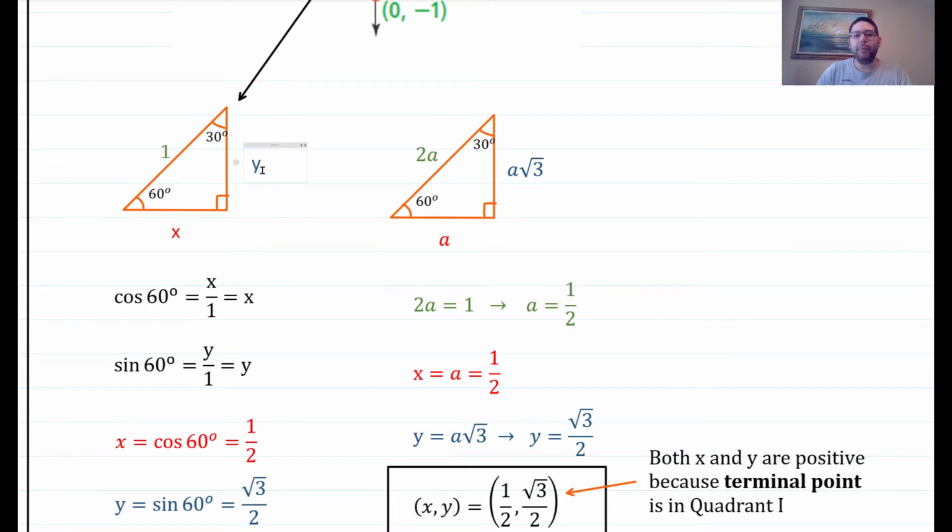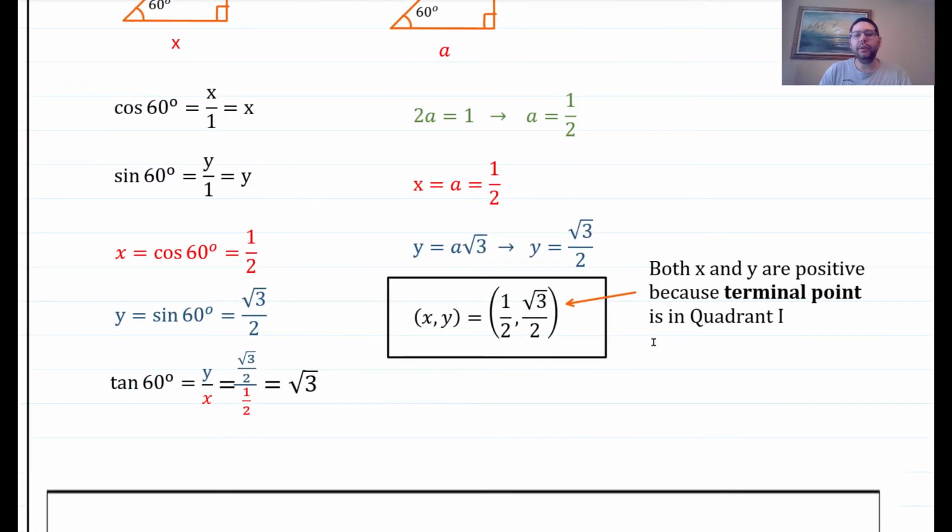Well, we know that the red, x is equal to a. So if x is equal to a, well, that means x is a half because a is a half. We just found it earlier. We also know that y is equal to a square root of 3. And we can plug in a as a half into that. And if we do that, we get square root of 3 over 2 for my y. So therefore, my xy coordinate for that unit circle is x, which is a half, and y, which is square root of 3 over 2. So that's my x and y coordinate for that particular angle on the unit circle.